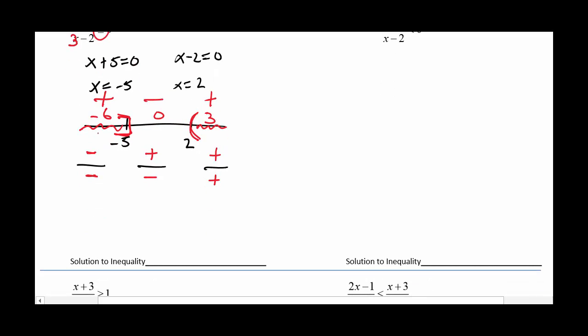So that's what I want to write out on my inequality here in interval notation. So I want to go from -infinity up till -5 with a bracket, then union, and then I want to start off at 2 and go out to infinity. And again, the only reason why 2 does not have a bracket on it is because it's a number from the denominator, and we cannot include those in the solution set.